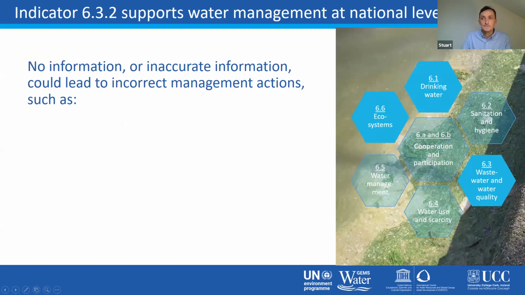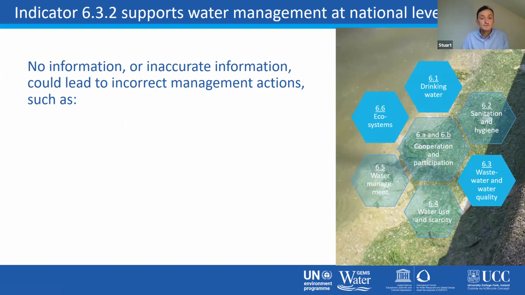So indicator 6.3.2 supports water management at the national level. If you can establish a national water quality monitoring network and collect and analyze the data, this has benefits for sustainable management of water resources at the national level.